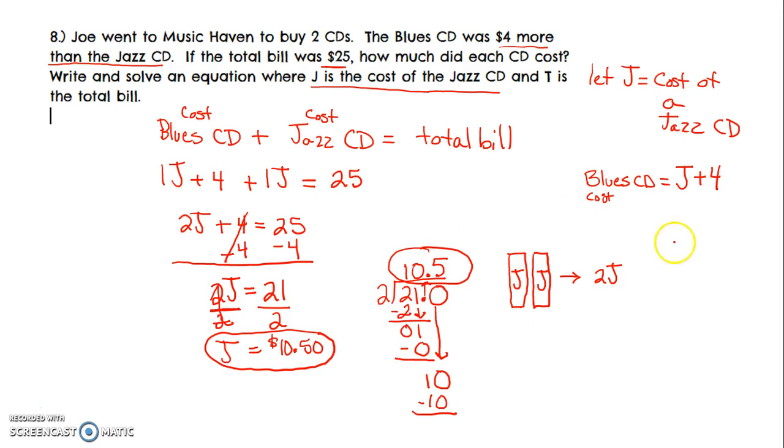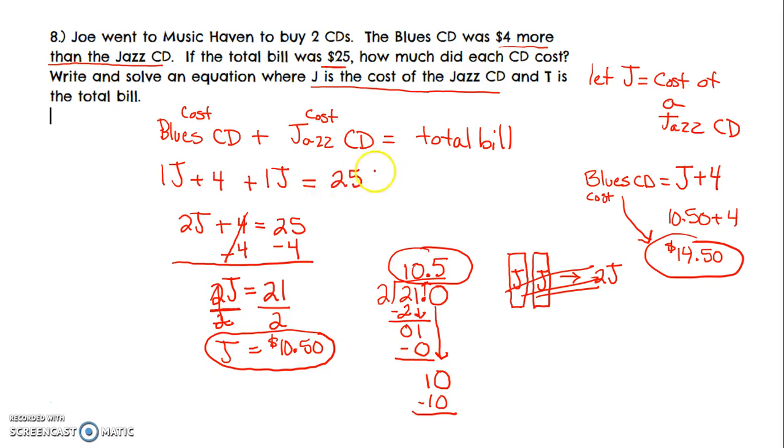We know the cost of our blues CD will be the cost of the jazz plus 4. So I'm going to take, for the blues CD, the cost of my jazz plus 4. What was the cost of my jazz? The cost of my jazz was $10.50. I'm going to add $4 onto that. That's $14.50 for my blues CD. So the blues CD will be $14.50.